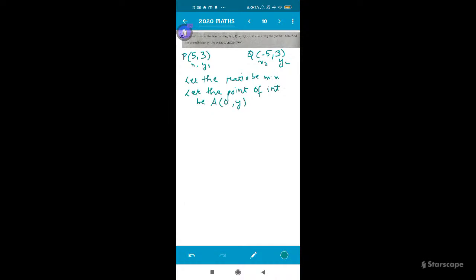So we know according to the section formula, the point of intersection can be found by using x1 into n plus x2 into m divided by m plus n. That means the first x coordinate into the second part of the ratio plus the second x coordinate into the first part of the ratio, divided by the sum total of the ratios. Similarly, for the y coordinate, we will have y1 into n plus y2 into m divided by m plus n.